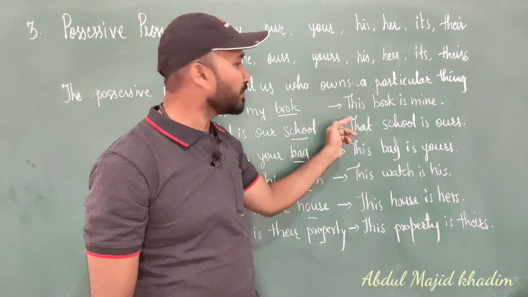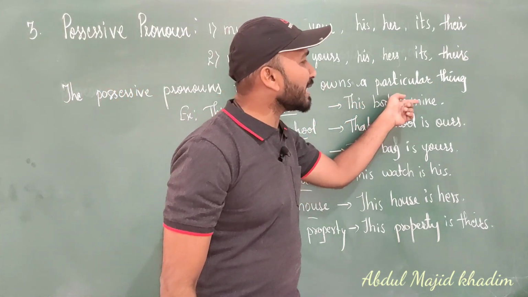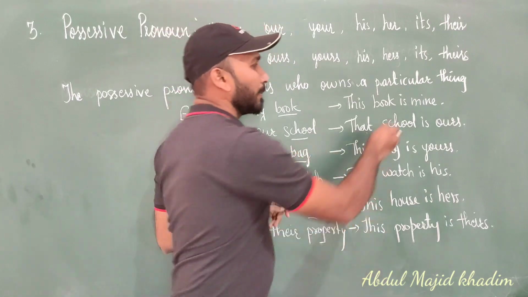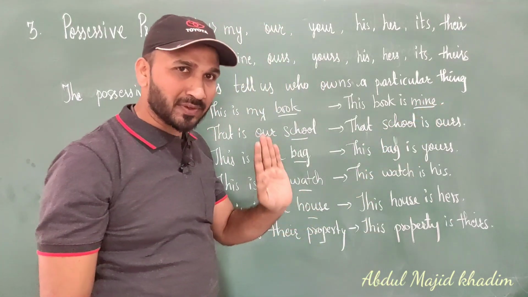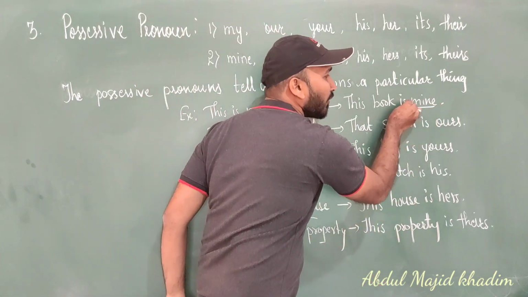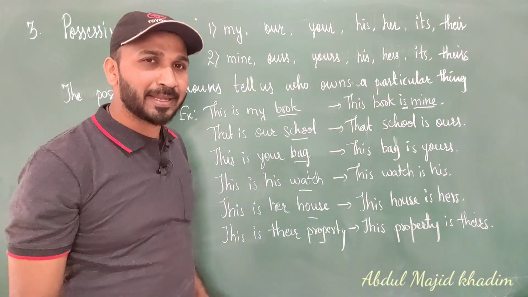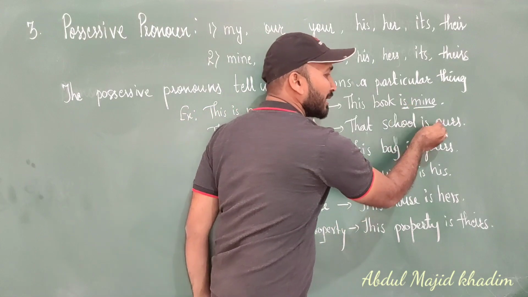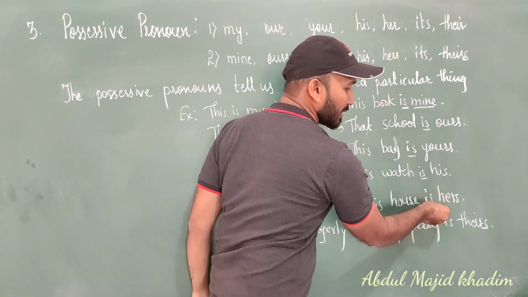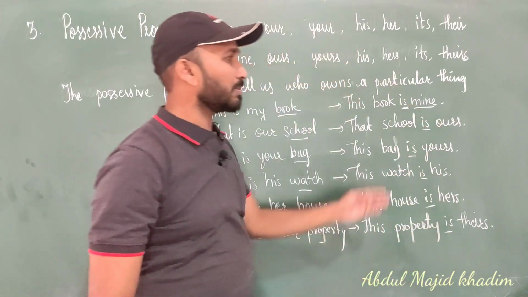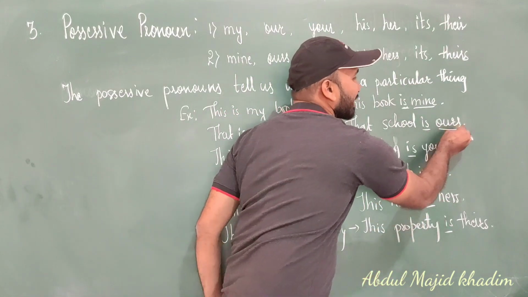But come to this side. This book is mine. Mine is at the end of the sentence, and they are always followed by a verb. Exactly. So here there is a verb, here there is a verb, and they are always at the end.